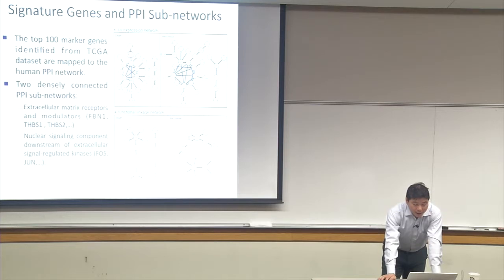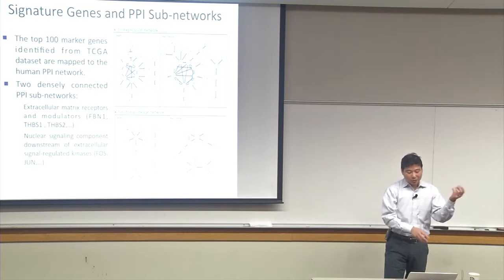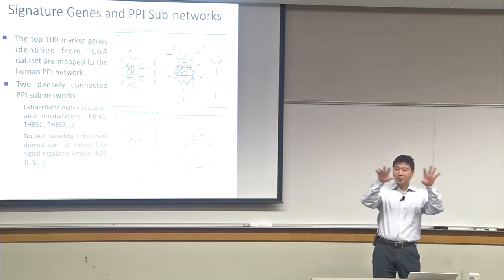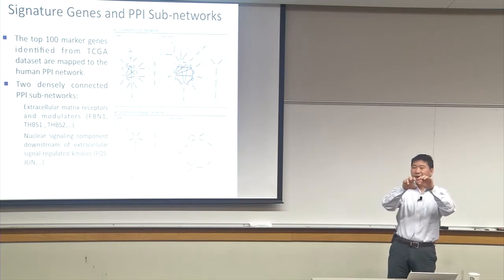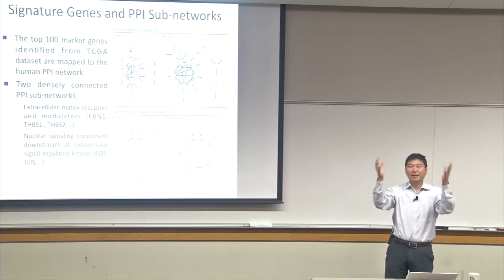FBN1 is an extracellular matrix receptor. For those who don't know the molecular biology, the extracellular matrix is this molecular structure that maintains how the cells interact with each other. You have a lot of cells, and the cells are attached to each other through this extracellular matrix. FBN1 is one of these genes. It's a receptor, and it plays a role in this microenvironment, in how the cells are put together.